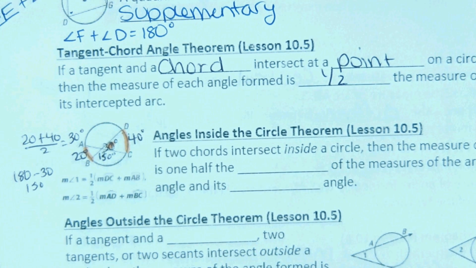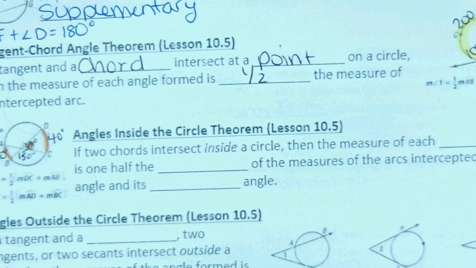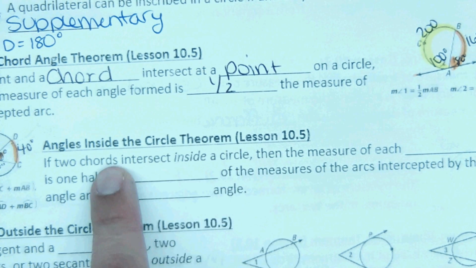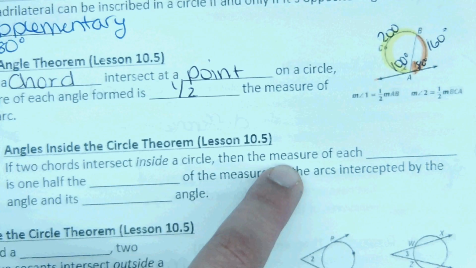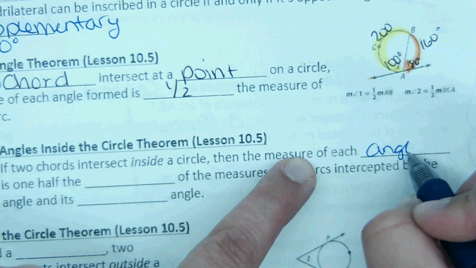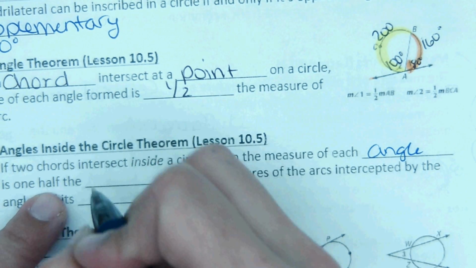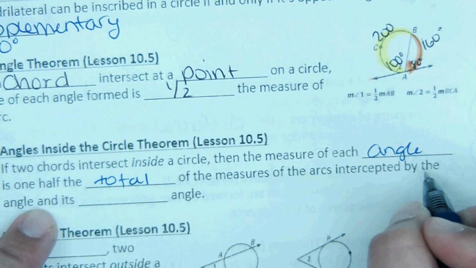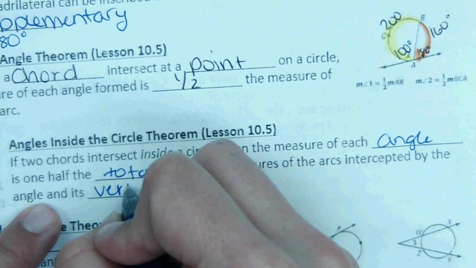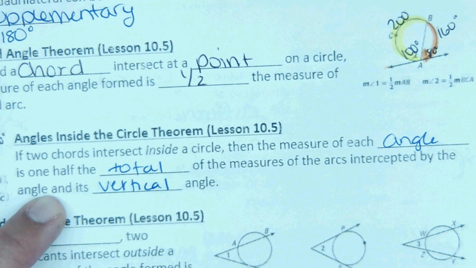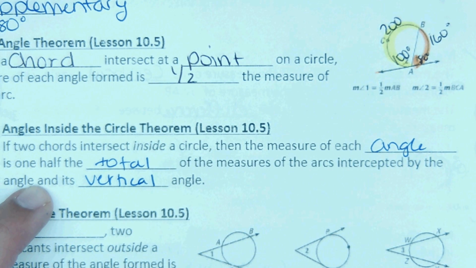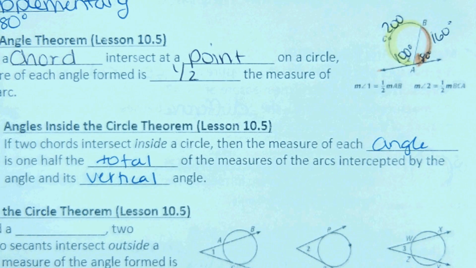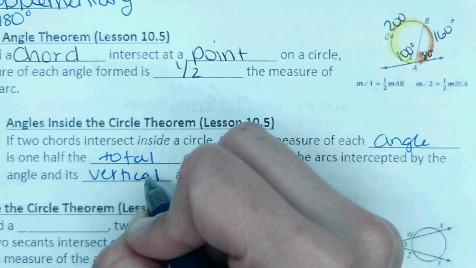So in words, it would be if two chords intersect inside a circle, then the measure of each angle is 1/2 the total of the measures of the arcs intercepted by the angle and its vertical angle. Or you could say sum.